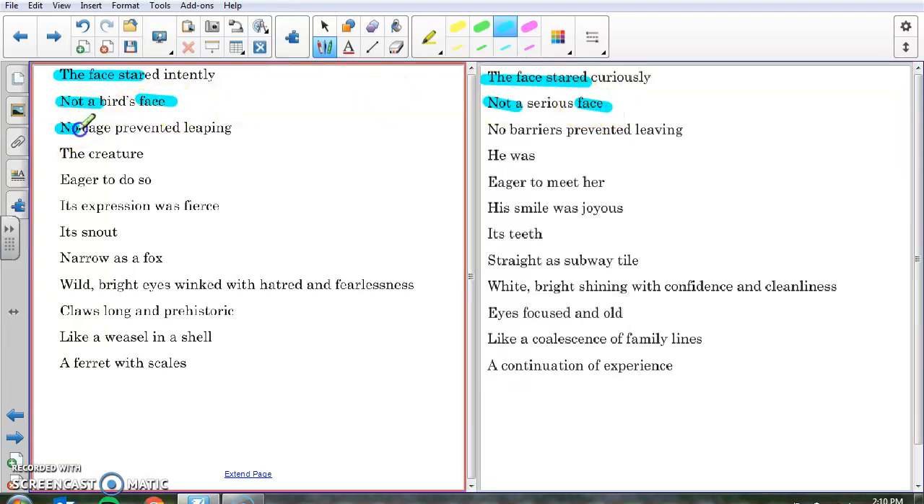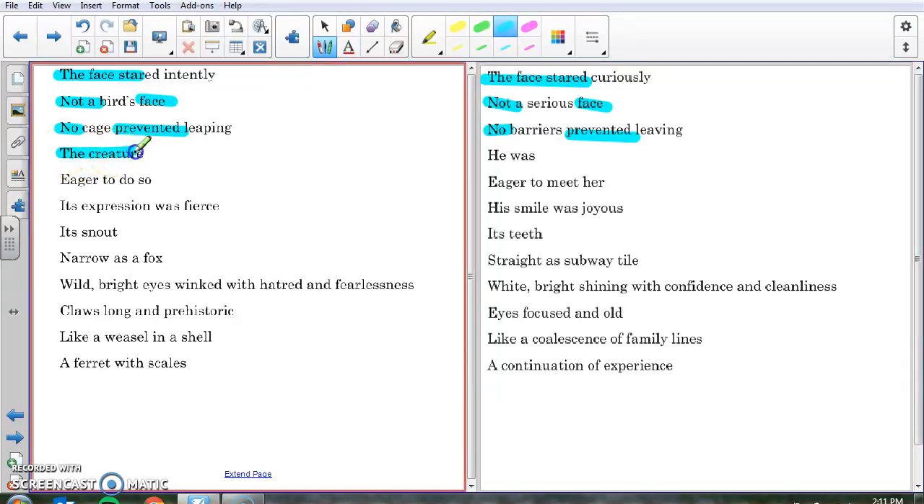And I still kept the "no cage," but I changed it to "no barriers prevented," just to kind of change the words up a little bit. So that's something you could even use a thesaurus for: looking up "cage" and seeing what are some other words for cage. And "barrier" may have been one of those.